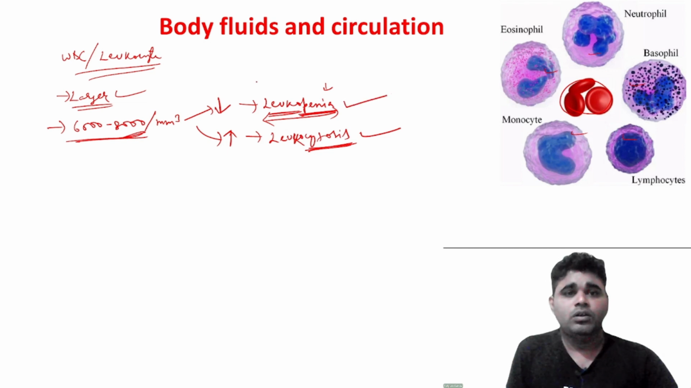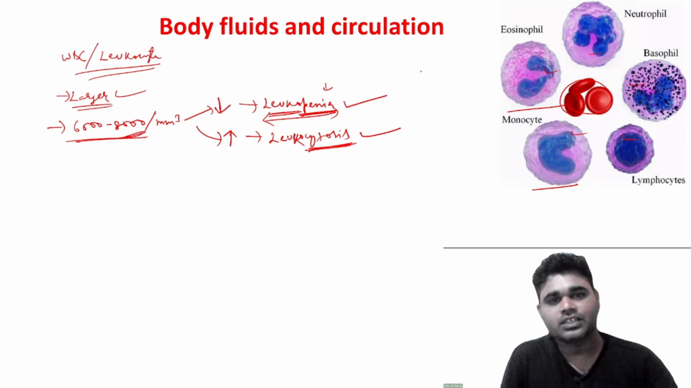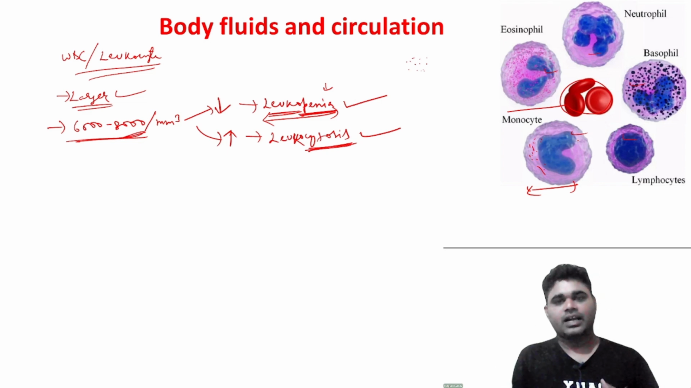So now look at the structure. This is one structure, and this is another structure. What is the difference between this structure and this structure? This structure contains a granule, that means a small particle-like structure. But in this structure, there is no granule, that means there is no spot like this. So on the basis of the presence or absence of granules, the WBC is divided.